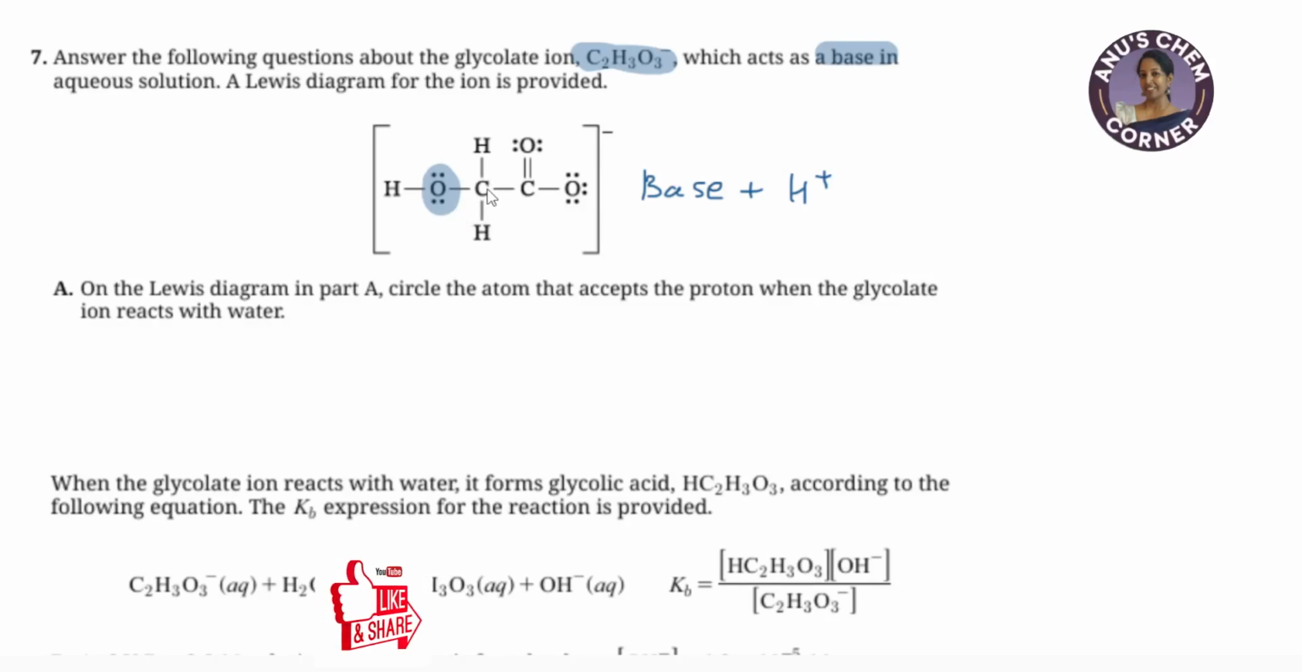And carbon is tetravalent, so 4 bonds have to surround a carbon. Here this carbon is satisfied, this carbon is also satisfied, and this oxygen is also satisfied. So the only oxygen which is not satisfied is this oxygen. You can circle this oxygen, the oxygen with 3 lone pairs of electrons, that is going to accept H plus.